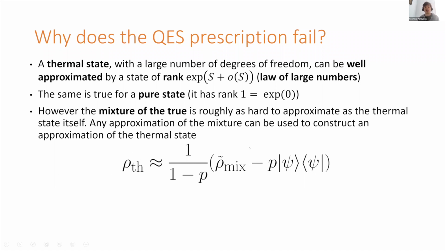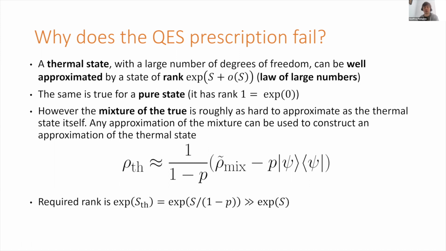Okay, so if we have this rho tilde of the mixture as some approximation of the mixed state, and then we just subtract off P times the pure state, which just has rank 1, and divide the whole thing by 1 minus P, then we find an approximation to the thermal state whose error is bigger by a factor of at most 1 over 1 minus P. Okay, so we've used our approximation for the mixture to make an approximation of the thermal state. So the required rank to approximate the mixture of the two has to be as big as the required rank to approximate the thermal state. But that's much, much bigger than e to the S of the mixture, right? Because the S of the mixture is just 1 minus P times the S of the thermal state.